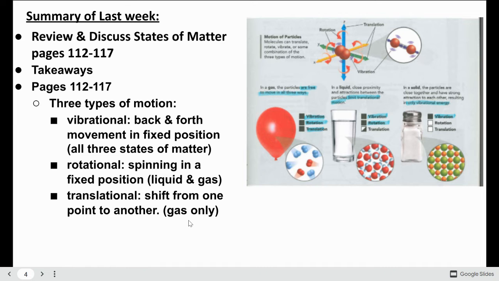We also learned by page 117 that there are 3 types of motion. We have vibrational, which is that back and forth movement in a fixed position. All 3 states of matter have some sort of vibrational motion. Rotational, spinning in a fixed position; gases and liquids would have that type of motion. And then translational, which means you shift from one point to another, or from the X plane to the Y plane to the Z plane; this appears with gases only.